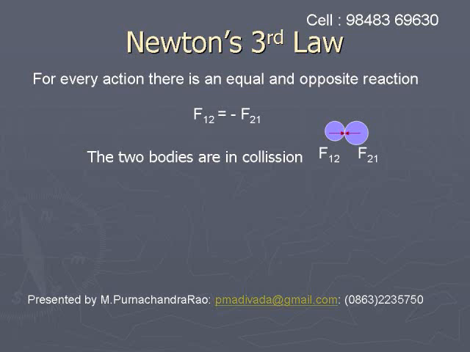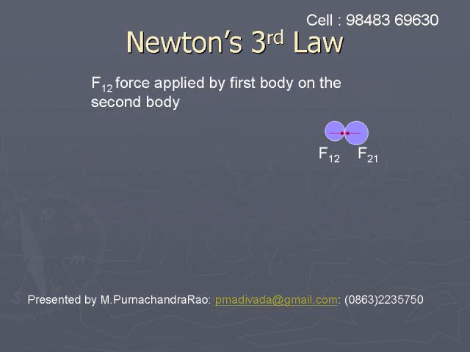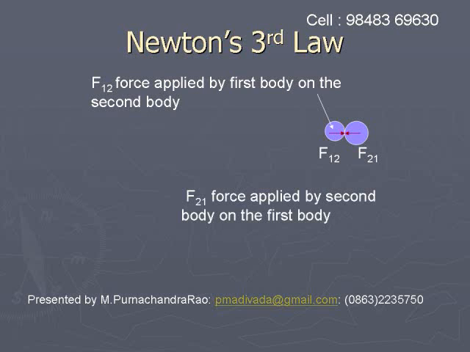Let us suppose the two balls are in collision. During collision, two forces act. One is F12, the other one is F21. F12 is the force applied by the first body on the second body. F21 is the force applied by the second body on the first body.